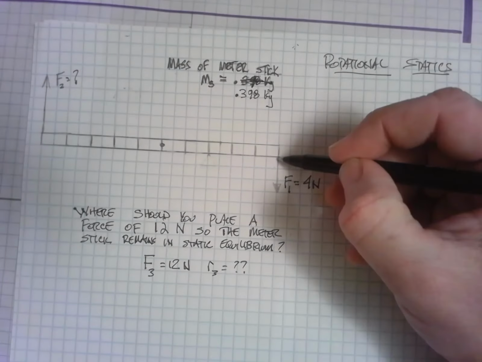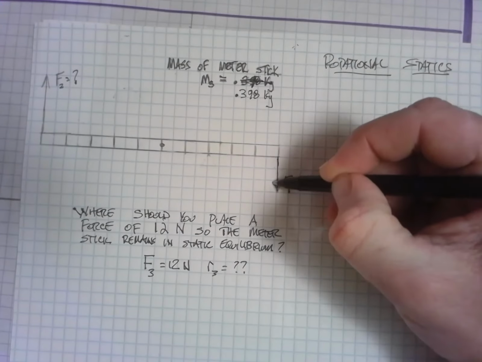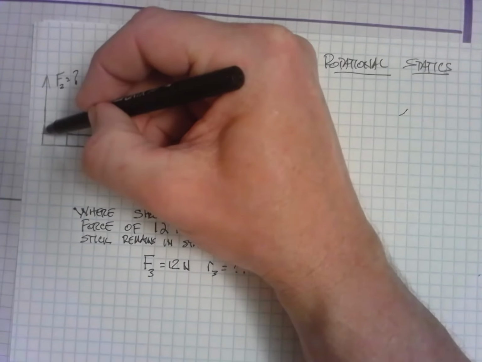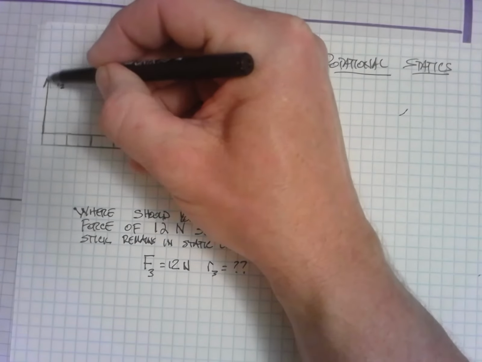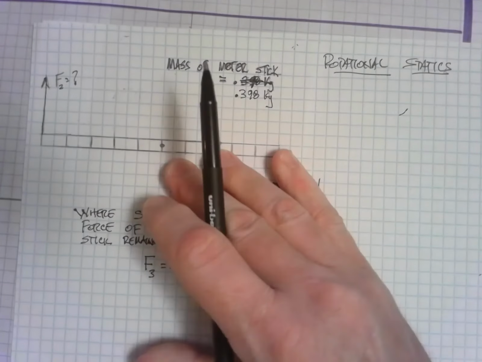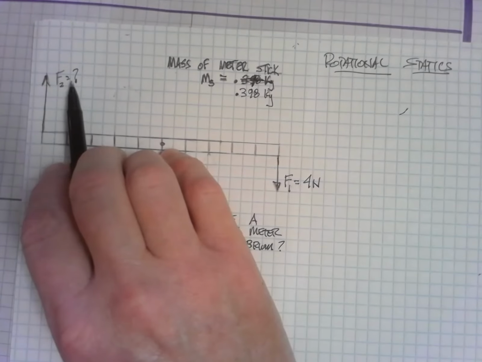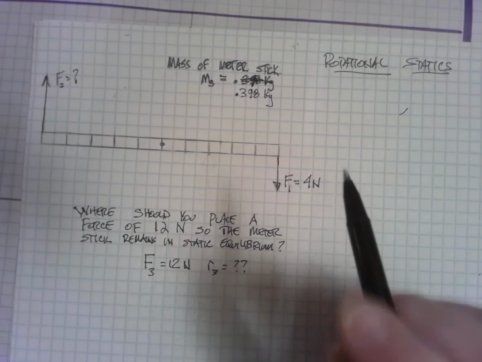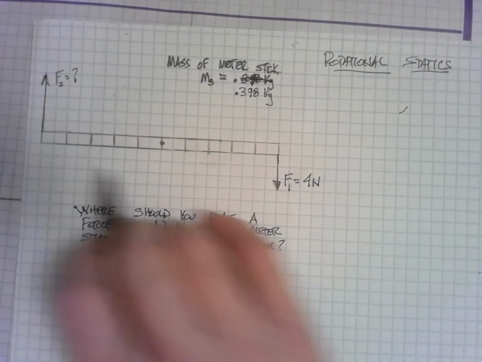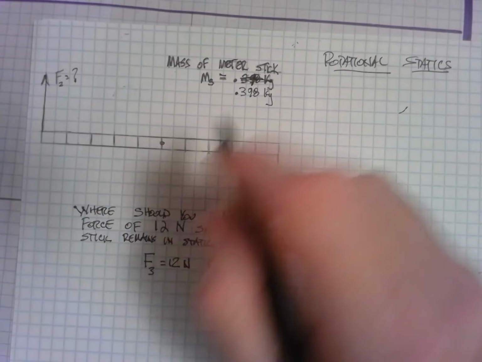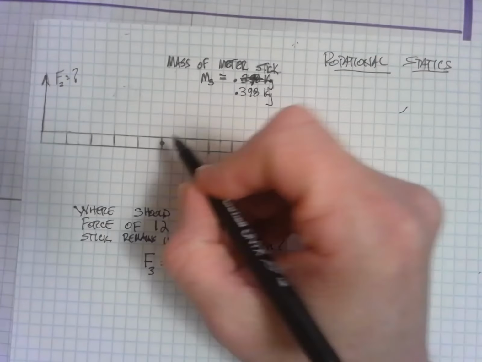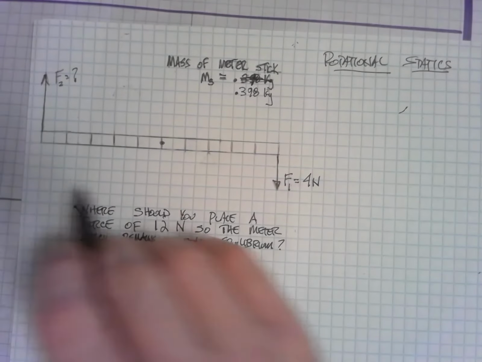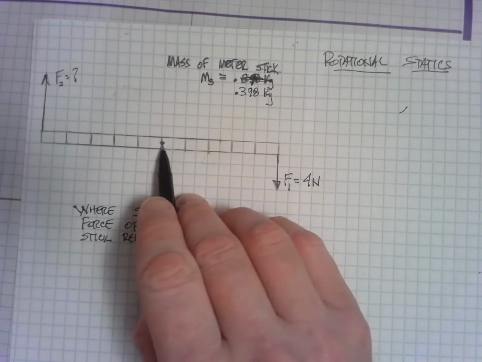It has a 4 Newton force pulling straight down at this end. It has an unknown force, so I don't really know how long the arrow is, so take that with a grain of salt, of force 2 over here. It has, and this is a very important point, for any object, its weight always acts on its center of mass. And since this meter stick is uniform, its center of mass is right here in the middle.